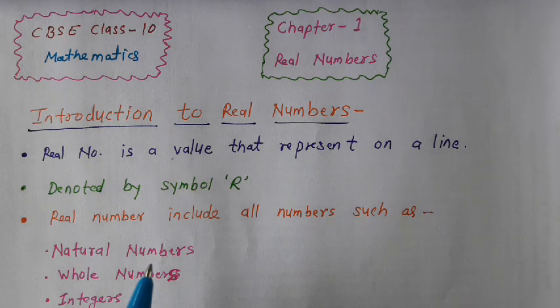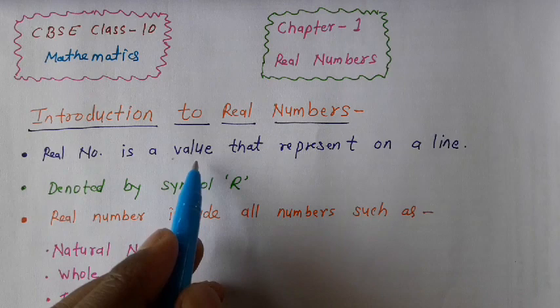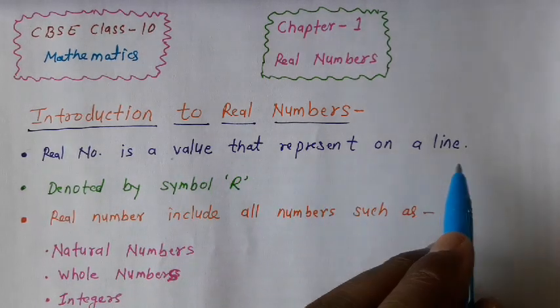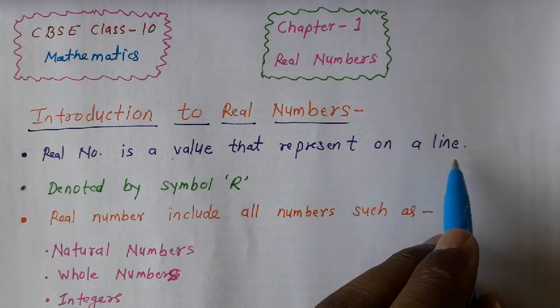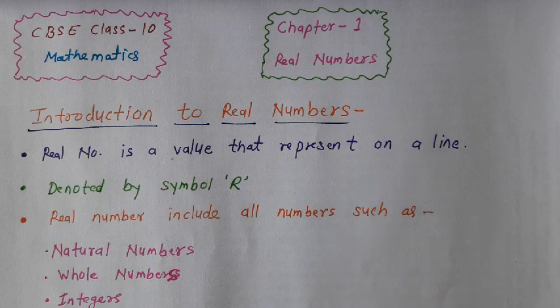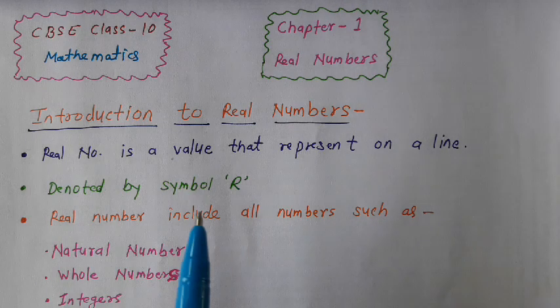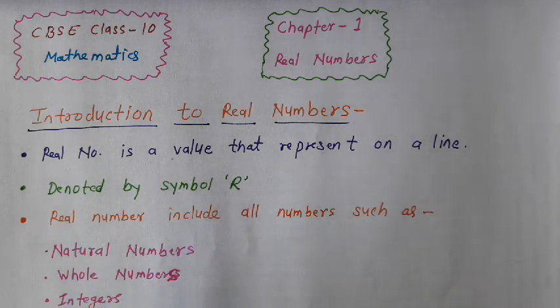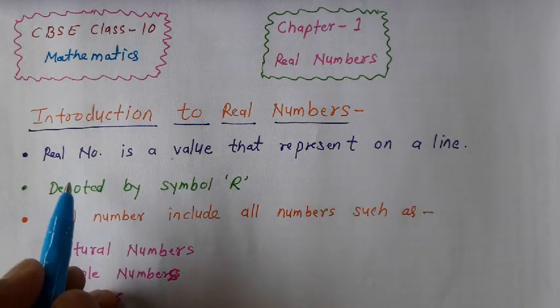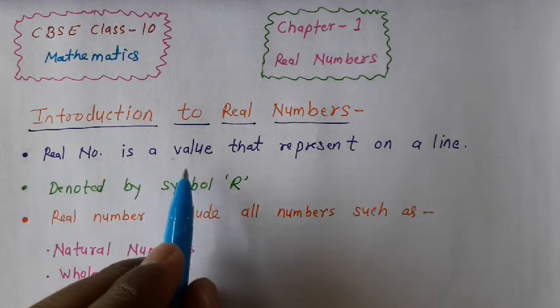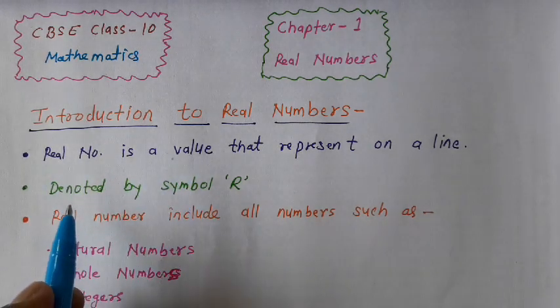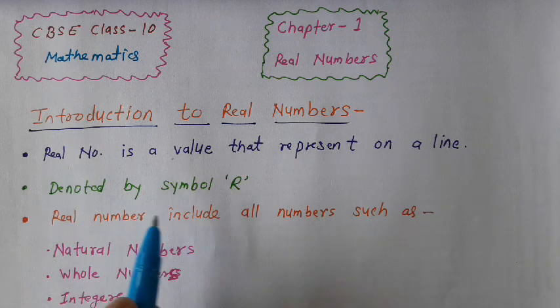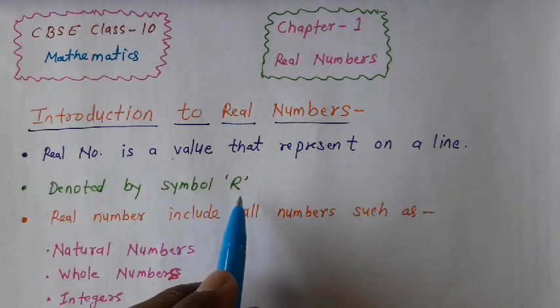Real numbers are values that represent a line. We can represent the value of a real number on the number line. You know what the number line is? When you draw a number line and represent numbers, whatever number you can represent on the number line, that is a real number. It is denoted by the symbol R. Real number is denoted by R.